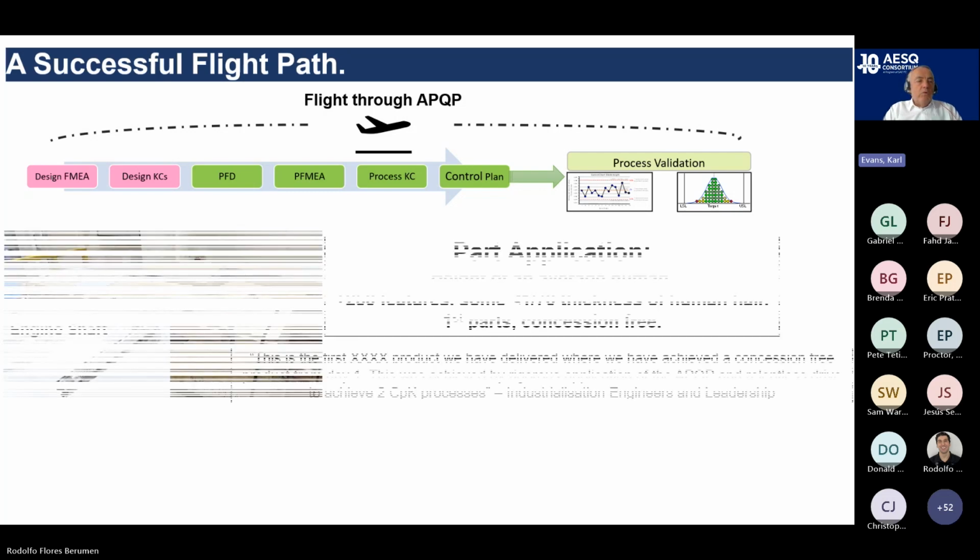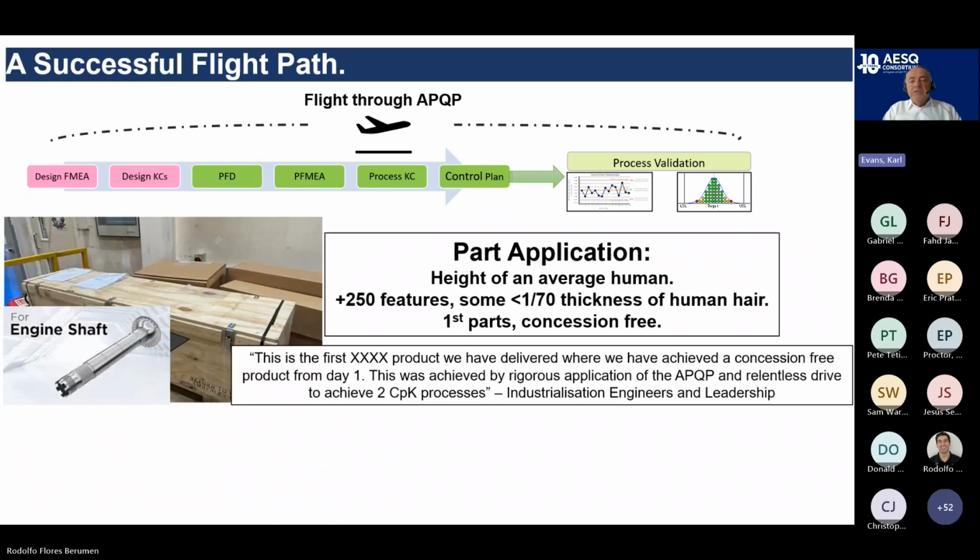If you could reveal one more part of this slide. I just want to refer to experiences I've seen. This is an example of a product. If you're not familiar with it, this is a shaft which goes right down the center of an engine. To make it a bit more real to you, if you stand it upright, it's about the size of the average human being. It has over 250 features on it, and a lot of those features have tolerances down to less than 1/70th of the thickness of a hair. So it's a big thing.